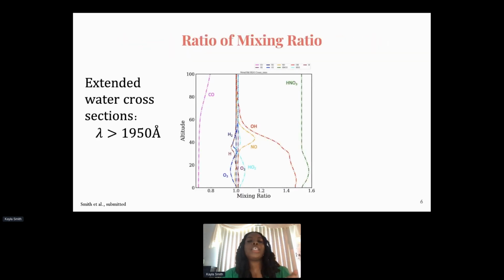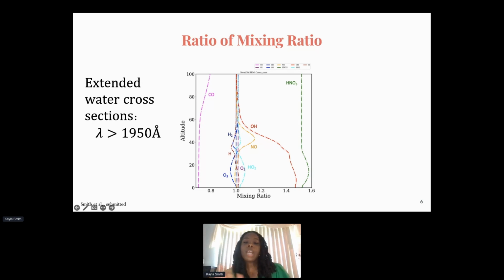Okay, so here is the ratio of mixing ratios. Essentially, we took the new water cross sections provided by Ranjan 2020, the extended water cross sections, into wavelengths greater than 1950 angstroms, and we plotted that over top of the old water cross sections that cap off at 1950 angstroms, or KINETICS water cross sections. We wanted to understand how that impacted the near surface chemistry of Mars over geologic time.